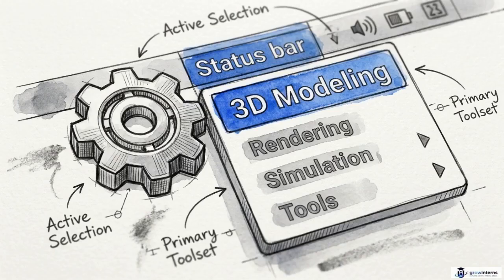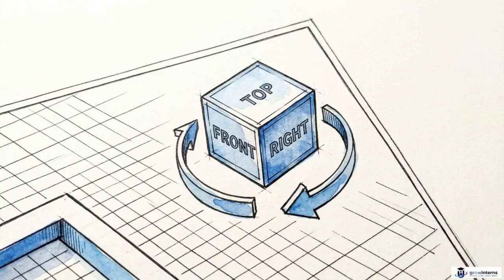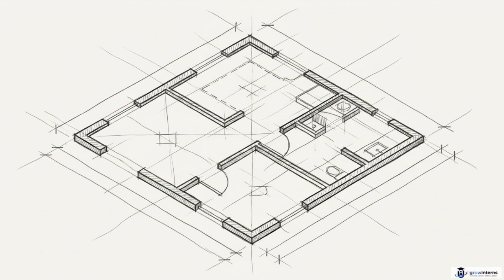Step 1 is setting up the interface. Look down at your status bar. Click the gear icon for workspace switching and select 3D modeling. Next, we need a better vantage point. Go to the view cube in the upper right corner and click one of its bottom corners to angle your camera into an isometric view.